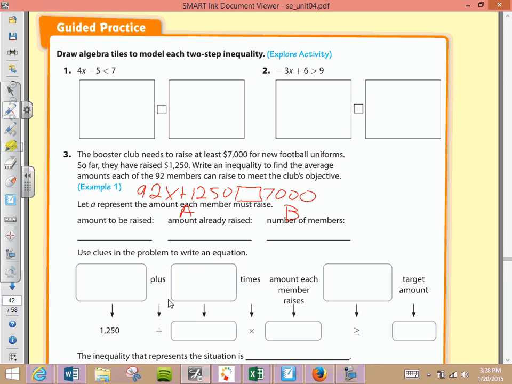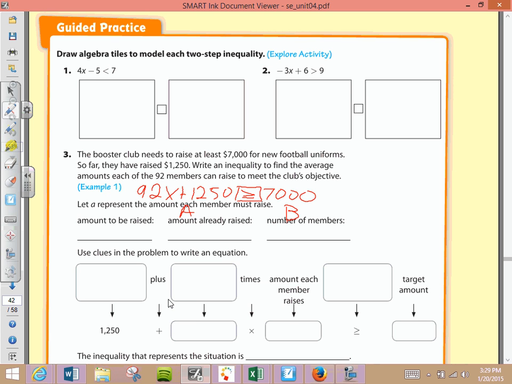I think it's less than or equal to. No, I think it's greater than. Why do you think it's greater than or equal to? Because it has to be. Think about it. The story. Why can't it be less than 7,000? They need at least 7,000, because if they get less, they won't be able to buy the uniforms. They need at least $7,000 or more, right? So that means this side has to be greater than or equal to 7,000, correct?